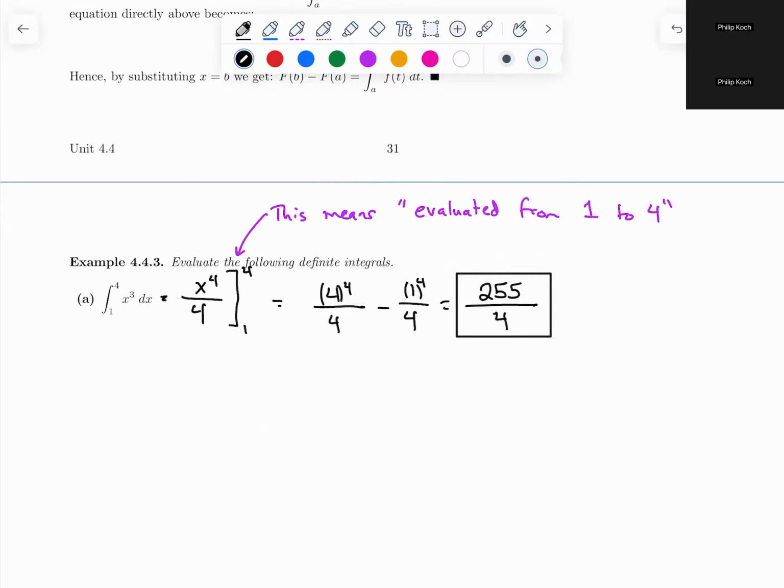But 255 divided by 4 is 63.75. The integral of x raised to the third power from 1 to 4, 63.75. It worked out. So, did you get the same answer?